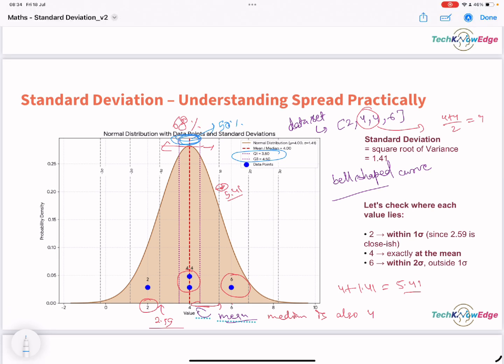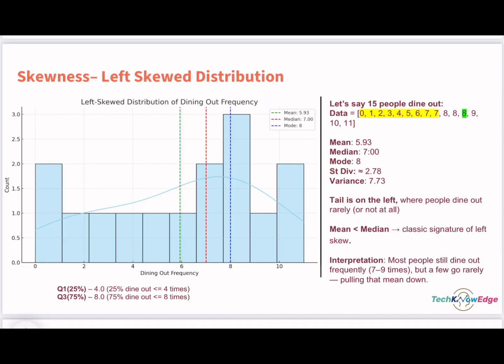And why standard deviation is such a powerful tool to understand variation. Moving to a very important concept in stats, checking skewness in your data. And here we are looking at a left-skewed distribution. So imagine this data set represents how often 15 people dine out in a month.